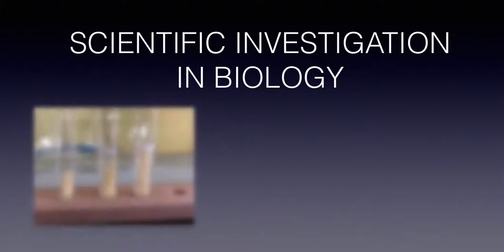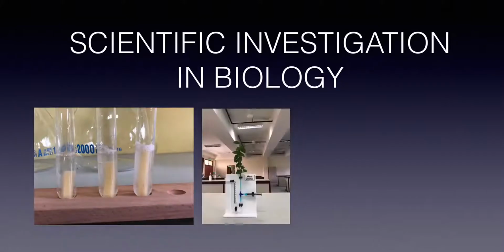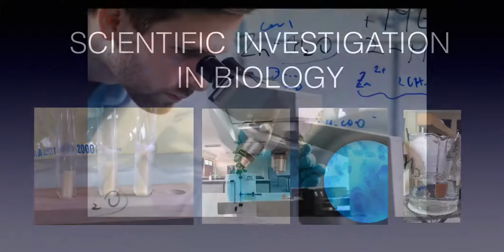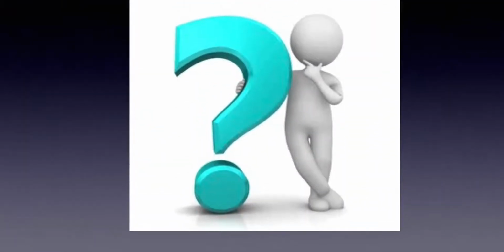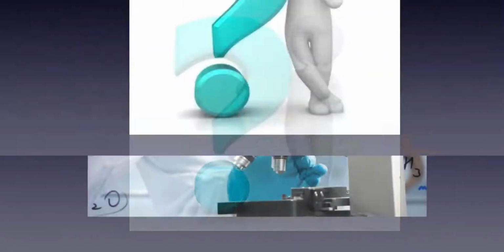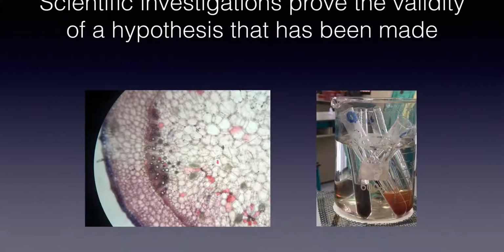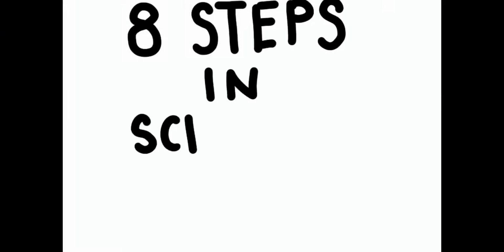Scientific investigation in biology. A question in biology can be explained through a systematic method called scientific investigation. Scientific investigation proves the validity of a hypothesis that has been made. Let's have a look at the 8 steps in a scientific investigation.